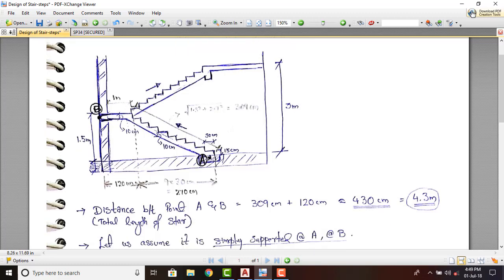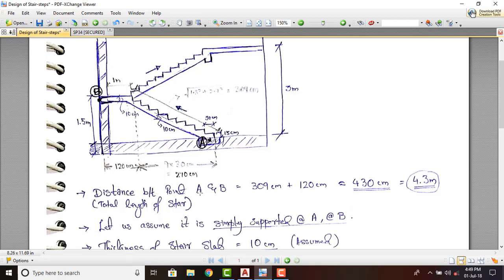So first what we have to do is find out the distance between A and B. That is, we have to find this inclined distance, then add this straight distance. This distance is 1 meter, that is usually the landing width will be given as 1 meter. So the distance between point A and B, that is total length of stair, we can take it as 309 cm plus 120 cm, that is 430 cm.